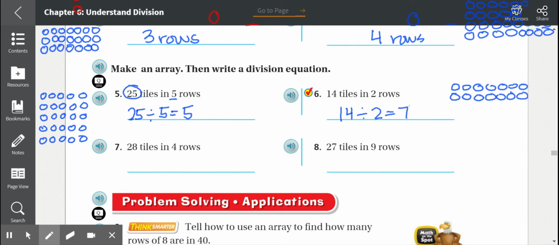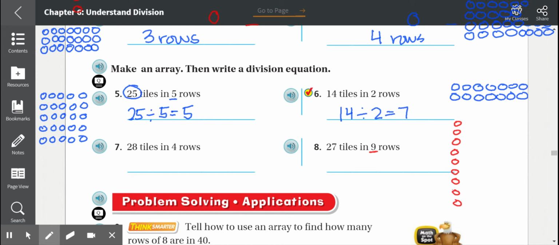Okay, let's do number 8. 27 tiles in 9 rows. So we have to have 9 rows. So let's count those out. 1, 2, 3, 4, 5, 6, 7, 8, 9.